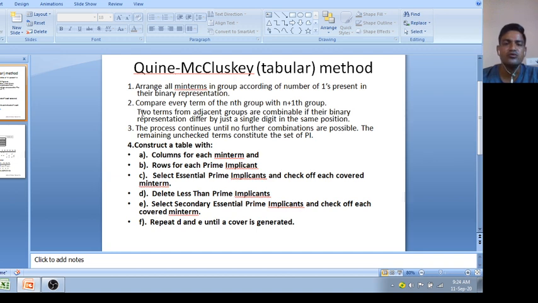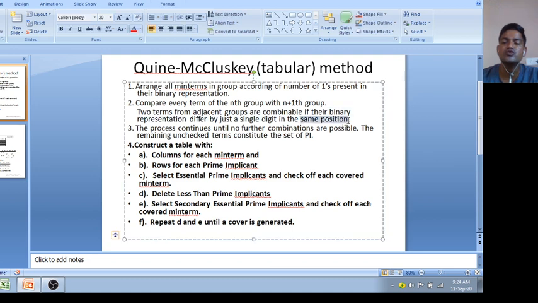This is your step. Two terms from adjacent groups are combined if their binary representations differ by just a single digit in the same position. In the same position, only one variable should change. Next, you have to continue this procedure, comparing the nth group with the n plus 1th group, until we get the combinations, and then you will check the prime implicants.